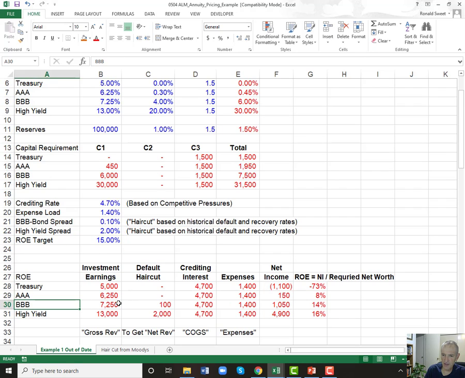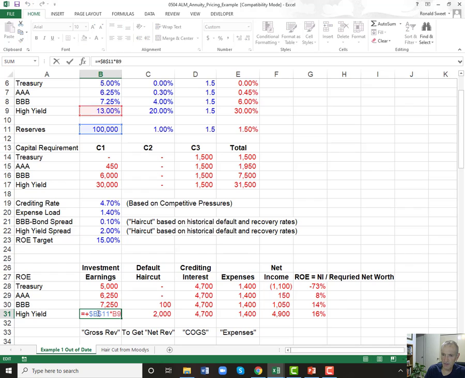Then we get the triple B. Triple B, we're making more income, $72.50. We have to set aside some just in case some of these go into default. We expect about, on average, $100 in net losses because of defaults every year, so we'll set that $100 aside. Crediting rate and expenses are the same, our net income is 1050 in that case.